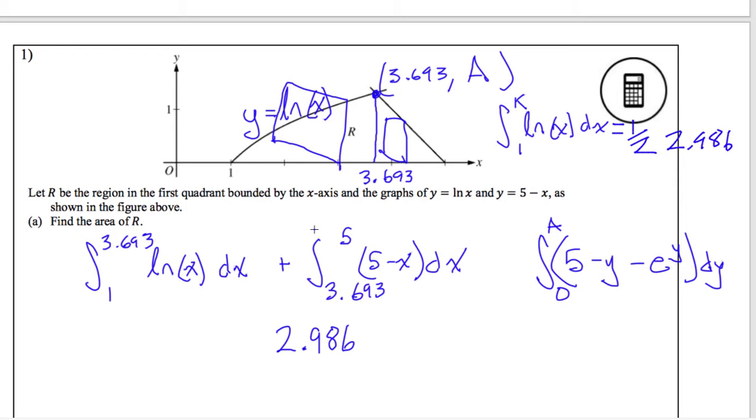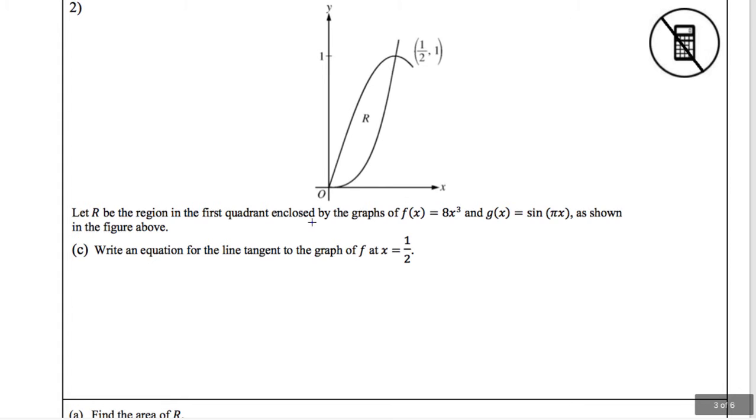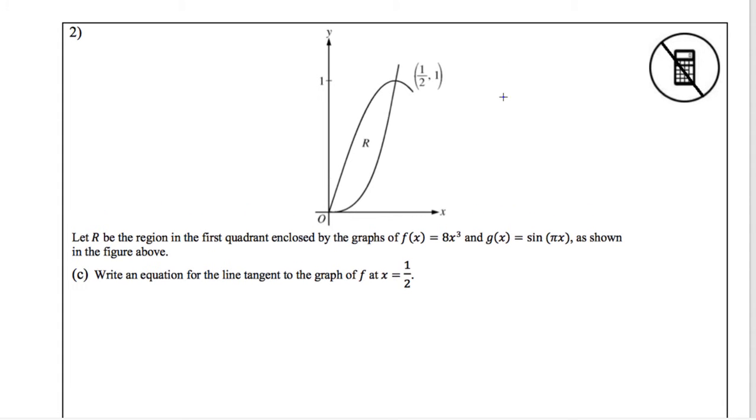All right, yeah, good questions, good understanding. Let's move on to part 2. So this one was what I would consider to be the easiest of the free response questions. No calculator on this one.